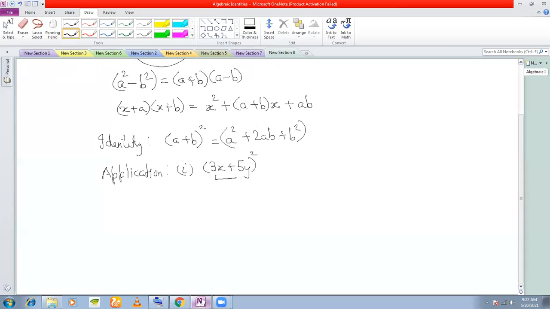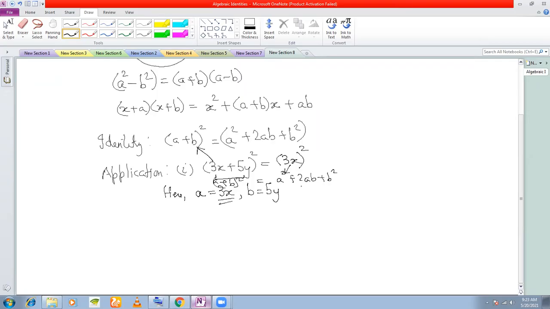Now see here. If you compare 3x plus 5y with this, what do you get? You see that here you are getting a is the same as 3x, right? B is the same as 5y, right? So now what do I know? I know that this is a plus b whole square form. So what should it be? It should be a square plus 2ab plus b square. So what is a square here? A we know a is 3x. So 3x we write as our a square. So this is your a square term.